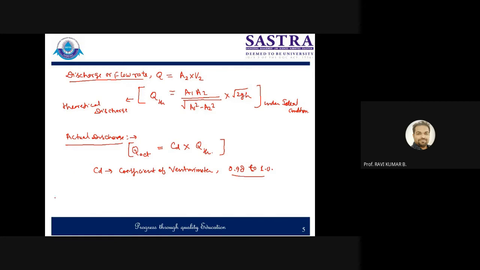So in a whole, you can write the equation for Q actual by just multiplying CD with the same equation you wrote here: A1 A2 divided by under root A1 square minus A2 square into under root 2GH. So this is basically the actual discharge for the machine. That was the theoretical discharge, and this is the actual discharge. Keep in mind. And here H is basically called the pressure head. How will you measure the pressure head?